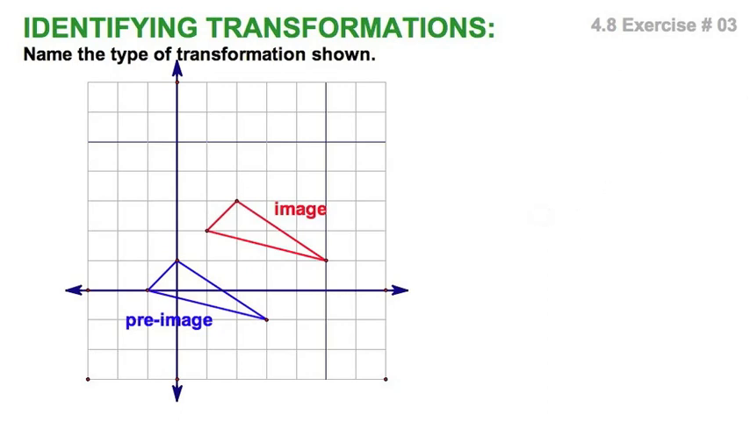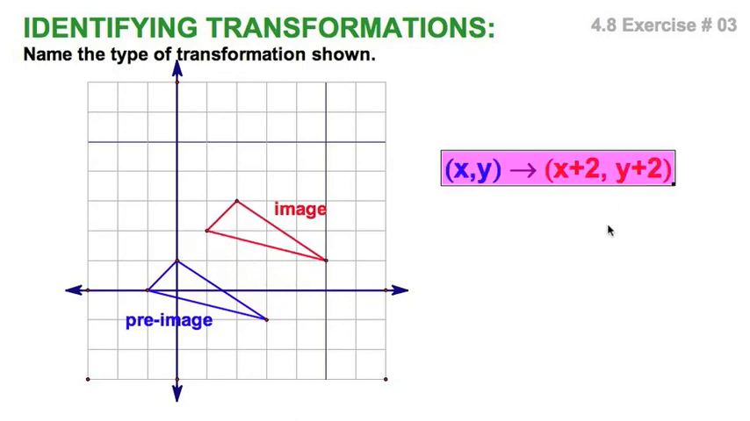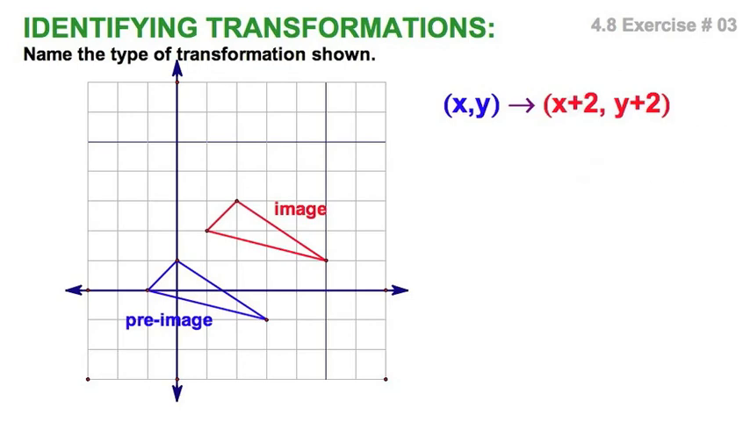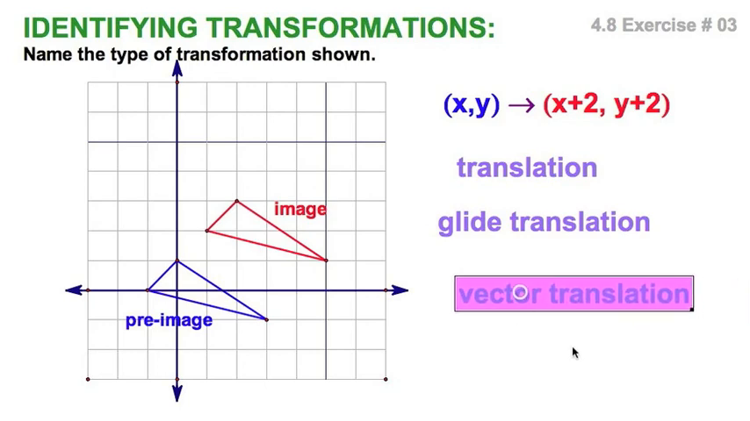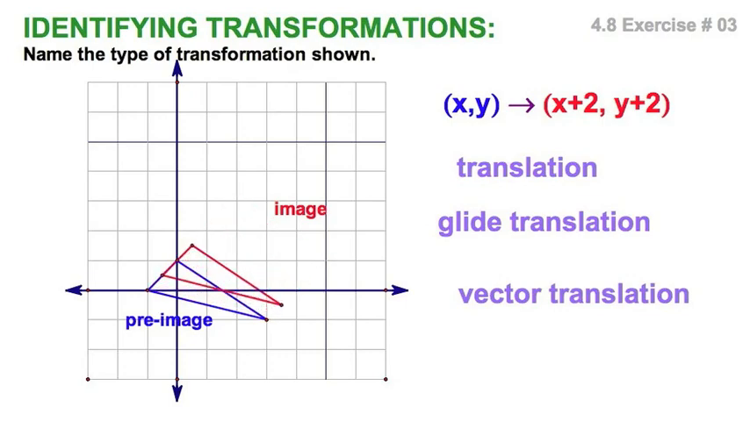So I can see it right there, and I can see what's happening. This is just sliding or gliding along, and I've got a translation vector here. Now, depending on which text you're looking at, you might just call this a translation. You might call it a glide transformation, or maybe a vector translation. Anything along those lines tells me that you understand that the image is just sliding over from the pre-image. It's not spinning, it's not flipping, just sliding.